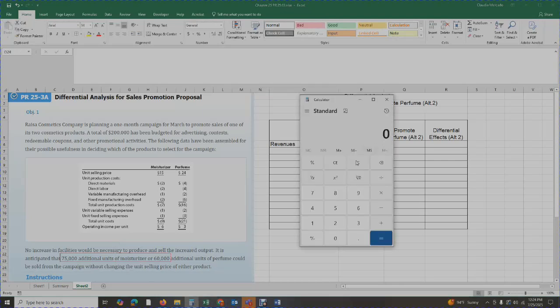Okay, so now we know that if we run this campaign on the perfume side, we're going to be selling an additional 60,000 perfumes. And we sell each perfume at $24. So that's going to give me 1,440,000.